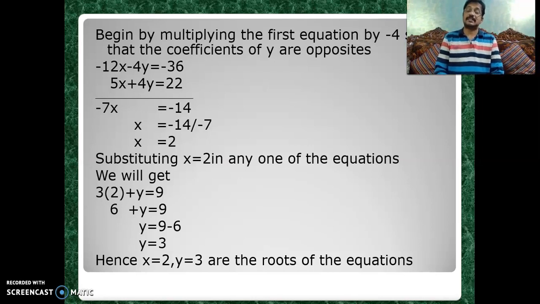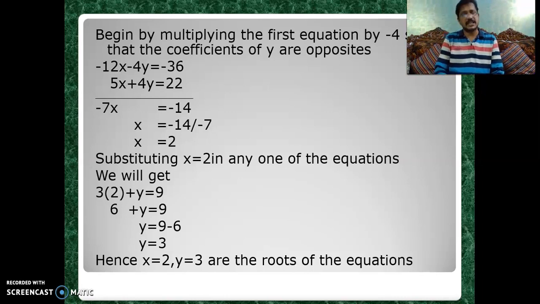How to equate in such cases, I will also explain with another example. For now let's see this example. Okay, minus 12x plus 5x gives minus 7x, minus 4y and plus 4y both will be cancelled, meaning y is eliminated here, and minus 36 plus 22 gives minus 14. So minus 7 is multiplying here. When you send it to the other side of the equality, it divides. So x equal to minus 14 by minus 7, where x equal to 2.